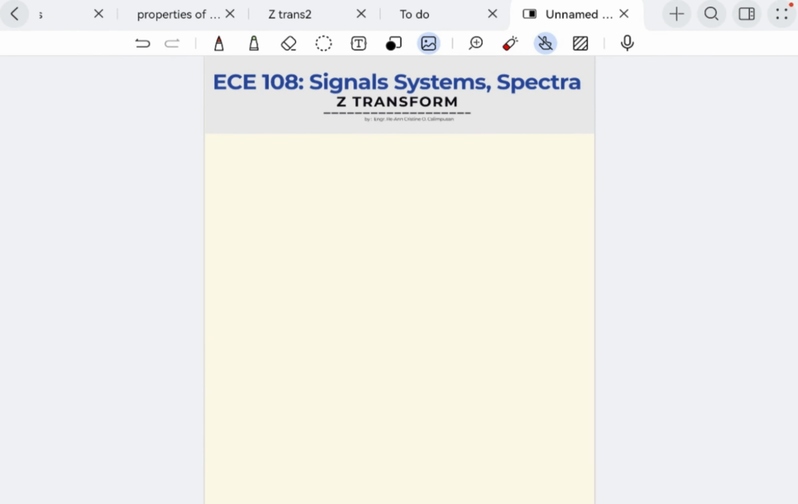Good day, everyone. Today we will discuss the Z-transform. The Z-transform is introduced to represent discrete time signals or sequences in the Z domain, which is a complex variable. So it is a concept for system function for a discrete LTI system.